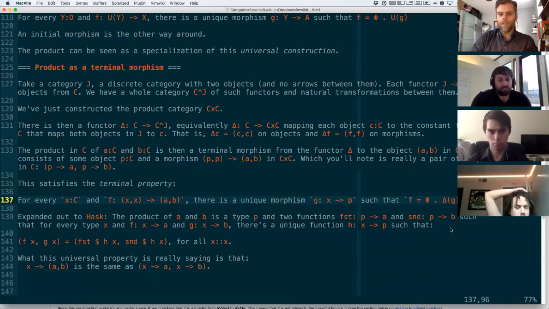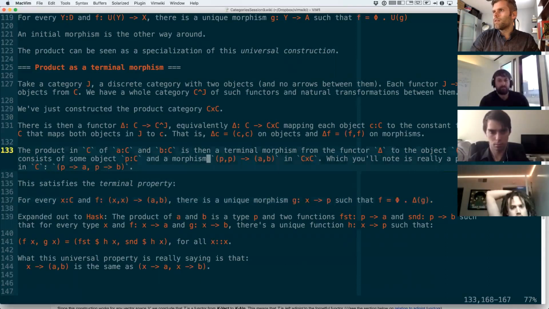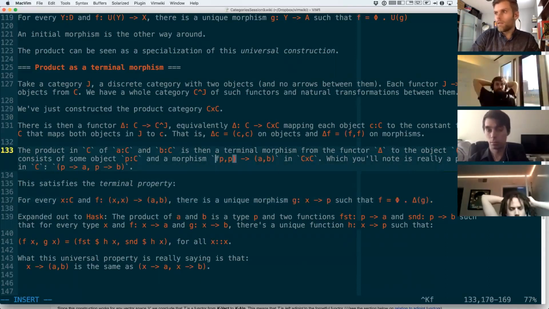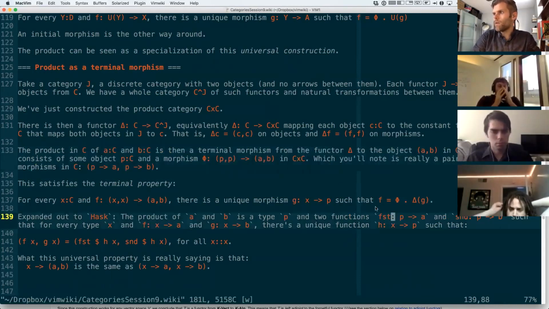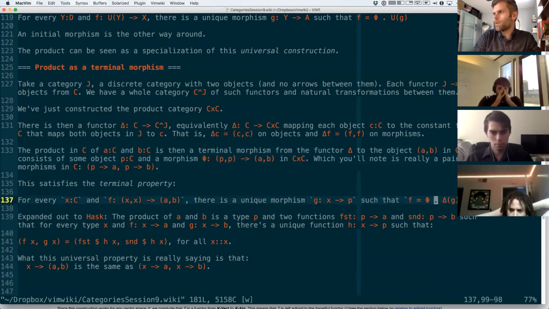I called this phi here, and I actually wanted to call it, did I call it phi? Yeah. Sorry. I forgot to give it a name here. There. So f should be delta, is a phi of delta of g.